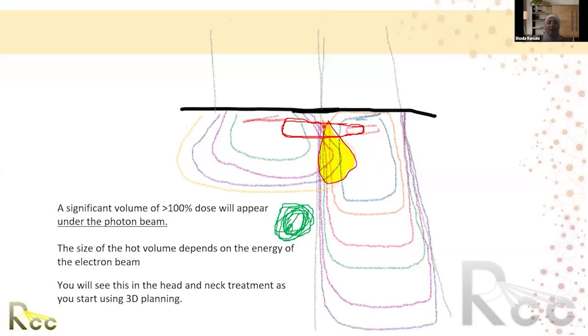And the hotspot, as I said, has always been there, but we haven't seen it. When you're in the 2D era, you're doing parallel opposed beams, prescribing maybe to midline, and then separately you prescribe with your electrons.